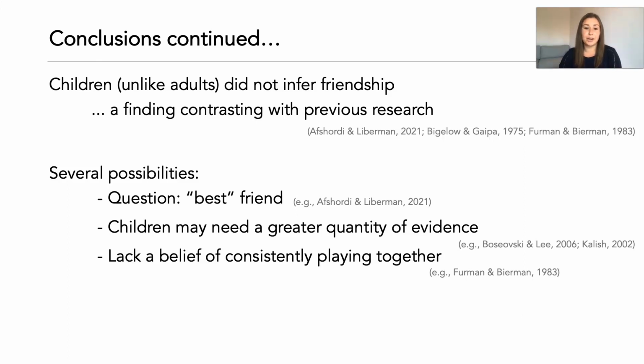Second, 4-year-olds may need a greater quantity of evidence to infer friendship. For instance, they may need evidence that 2 people have many similar toys before they can infer friendship. And third, children in the current study might not have believed that people's shared preferences for an activity would necessarily cause them to consistently play together, which is an important feature of friendship for children.